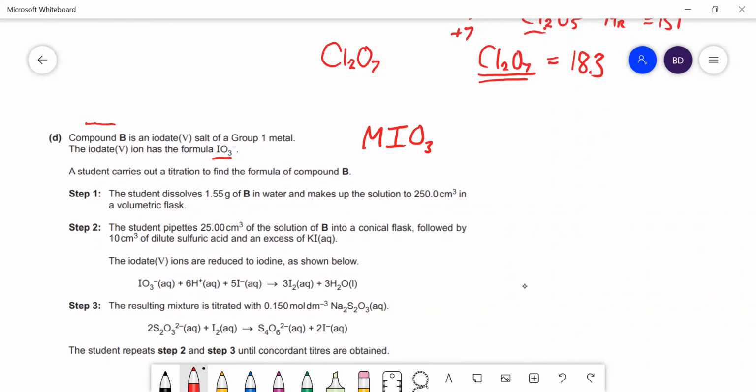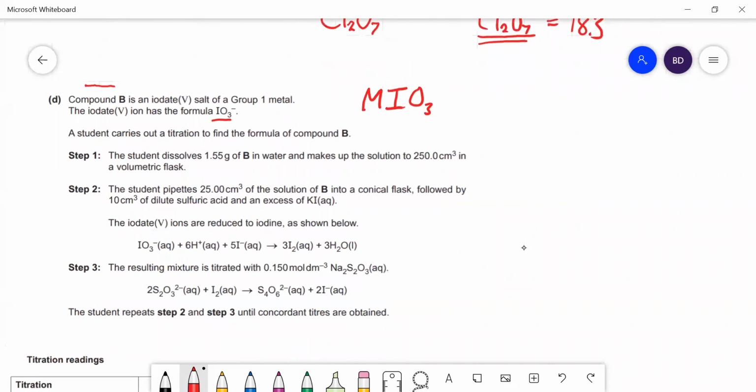Okay, so they dissolve the iodate in water, step 1, make it up to 250. Okay, so let's draw a little picture there. So we've got our 1.55 grams in there. And we're going to take 25 of that out, so 1/10 of it, and put it into a conical flask.